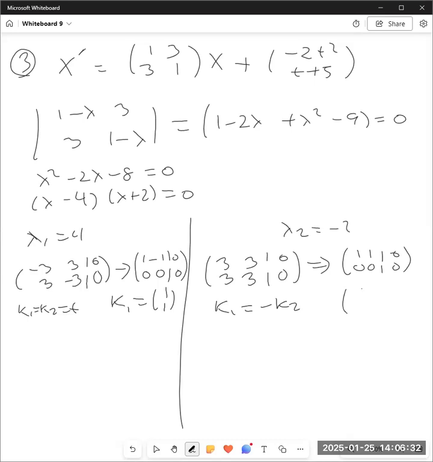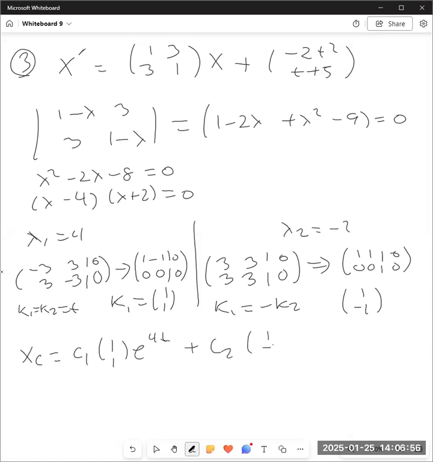And so we have 1, negative 1. And so then I have an XC is going to be C1, 1, 1, e to the 4t plus C2, 1, negative 1, e to the negative 2t.